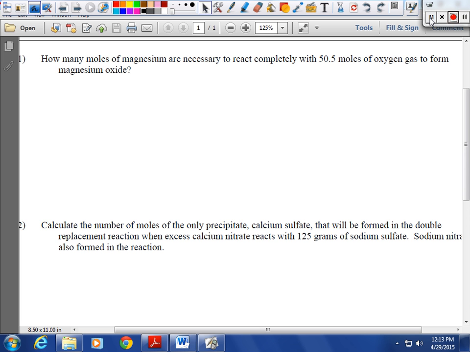Alright, so when you're reading through this, guys, y'all listen please. How many moles of magnesium are necessary to react completely with oxygen gas to form? So that's all your words. So we know that we have magnesium plus oxygen gas, which looks like what? O2, to yield magnesium oxide.